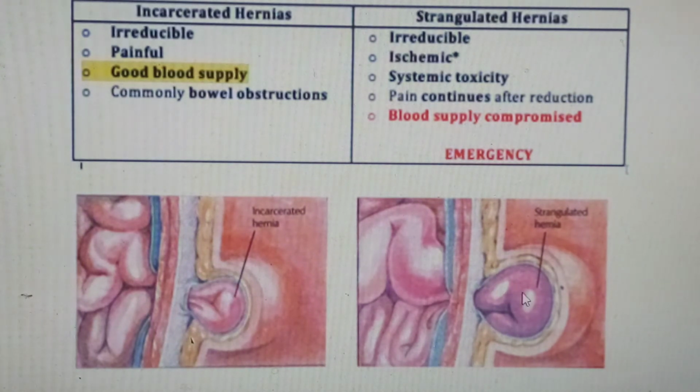Now, in the case of strangulated hernias, the blood supply becomes compromised, because blood will not be getting to this area. Can you see the color change over here? That is what is going to happen, leading to systemic toxicity and all that. The pain continues even after reduction, although in general it is irreducible. And of course, the main cardinal sign over here is ischemia. So in strangulated hernia we have ischemia, but in incarcerated hernia there's no ischemia, because there's good blood supply, unlike in strangulated hernia.